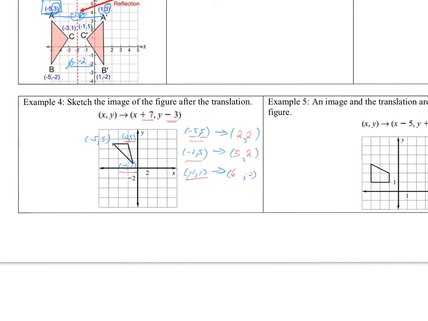So I'm going to plot all these 3 points now: (2, 2), and then (5, 2), and (6, -2). And then I'll have a precise image here. Translated image.